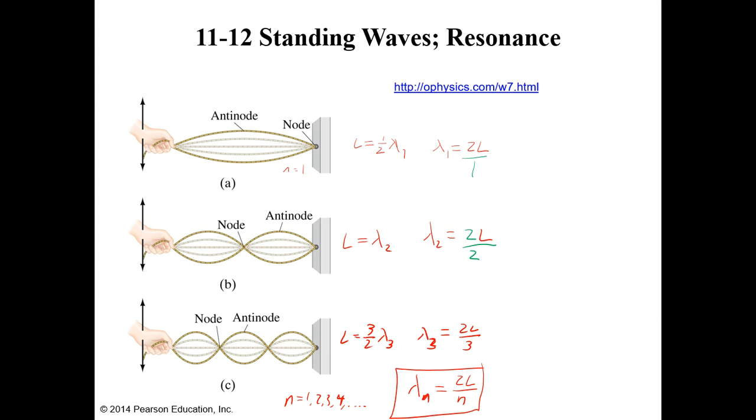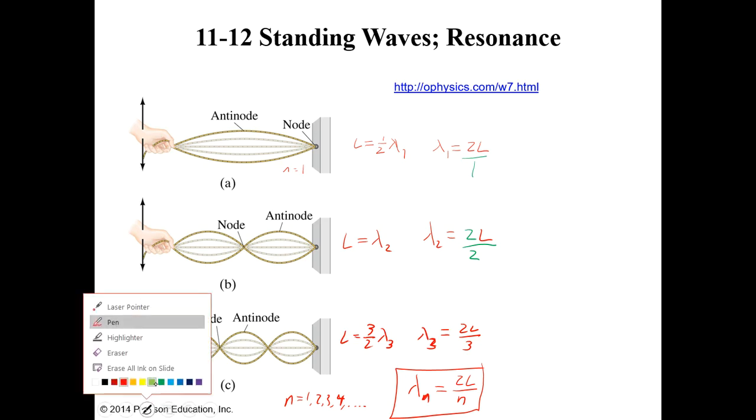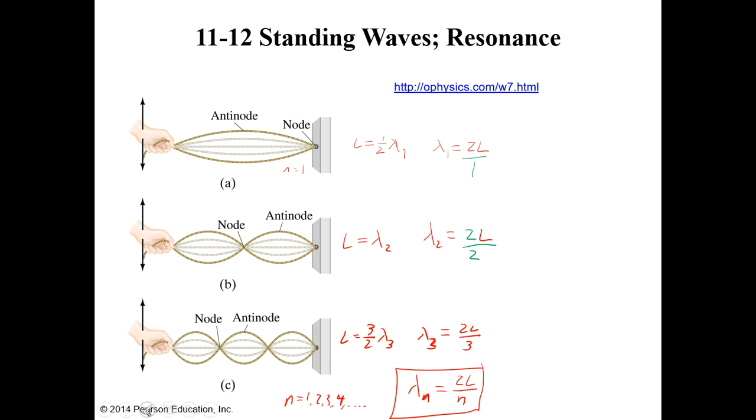Okay, now I want to look at something else here, and that is the frequency. Let's not use green. I already used green. Let's go to blue. So we know the wave equation says that the velocity of the wave is equal to the wavelength times the frequency. Well, if I solve for the frequency, I get that the fundamental frequency would be speed of the wave divided by the fundamental wavelength, which we know now is 2L.